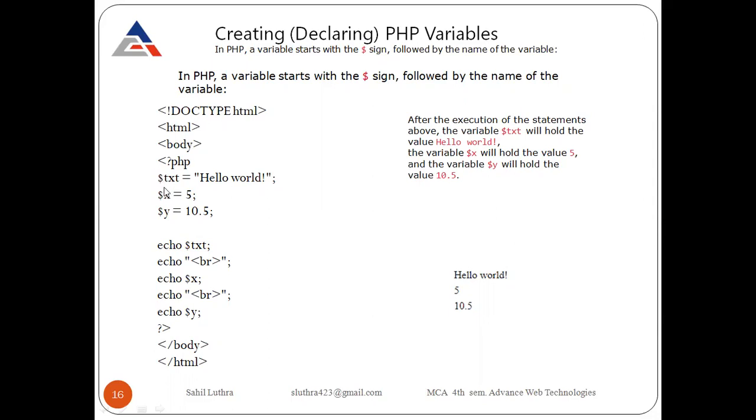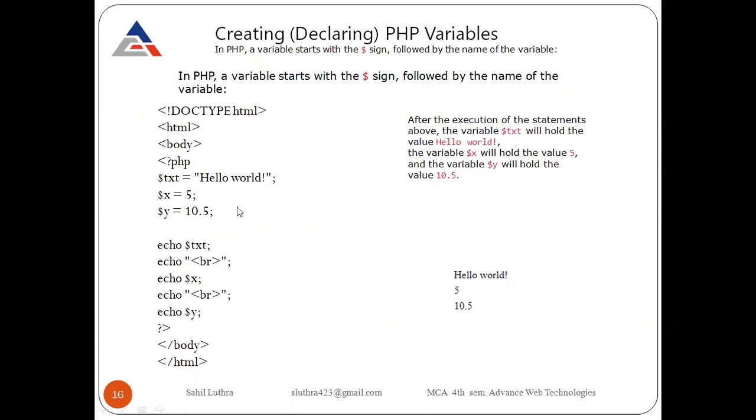First of all, the dollar sign. After that, the name of the variable. And after that, the assignment operator or equals to. And at last, the value which you want to pass to the variable. So here, this is a string. And after that, $x equals 5. So this is the second variable we have declared. At last, we have declared the third variable, $y equals 10.5.